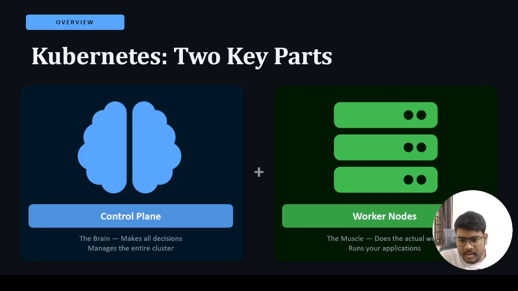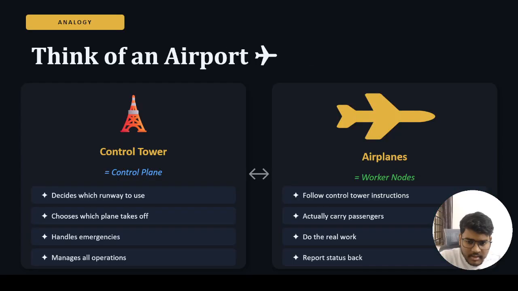The two key parts in a Kubernetes architecture are the control plane and the worker nodes. The control plane is just like your brain, which makes all the decisions, and the worker node is just like your body parts, which work for you. These are the two major components of Kubernetes.